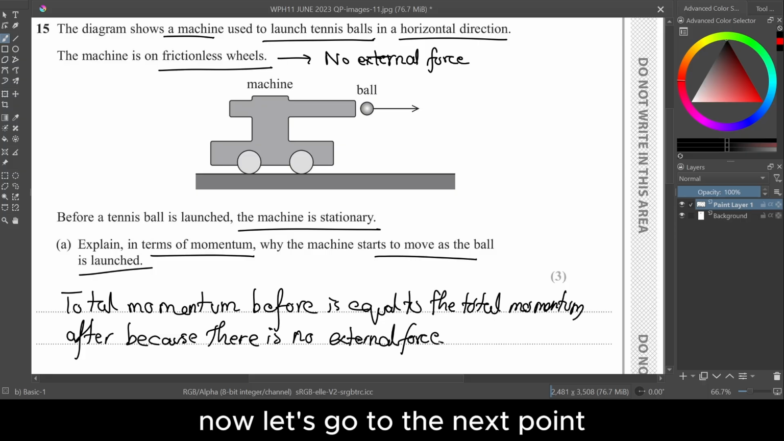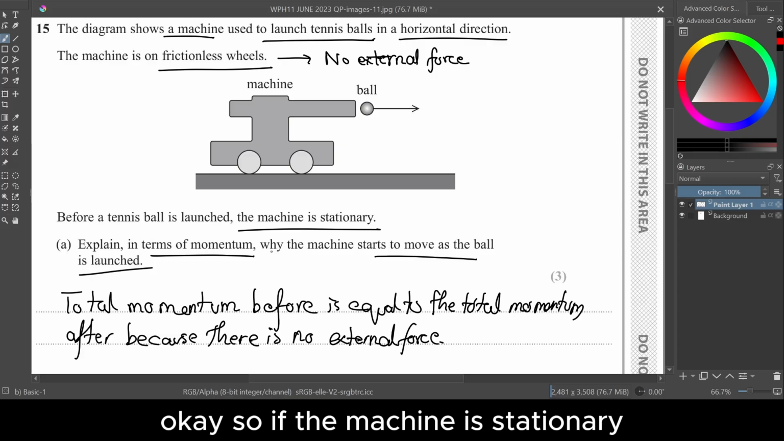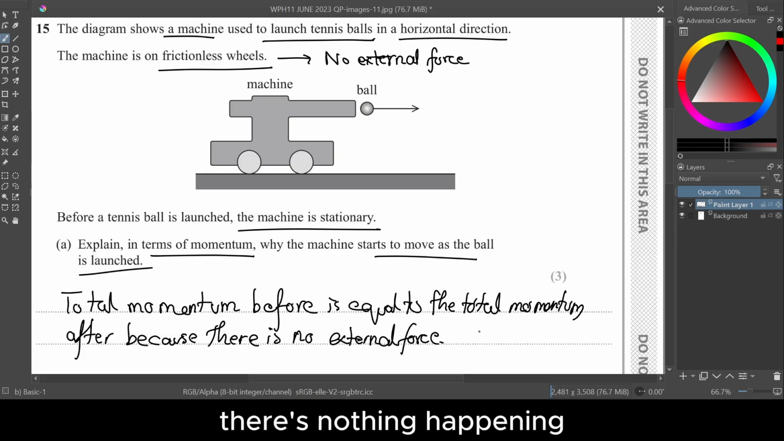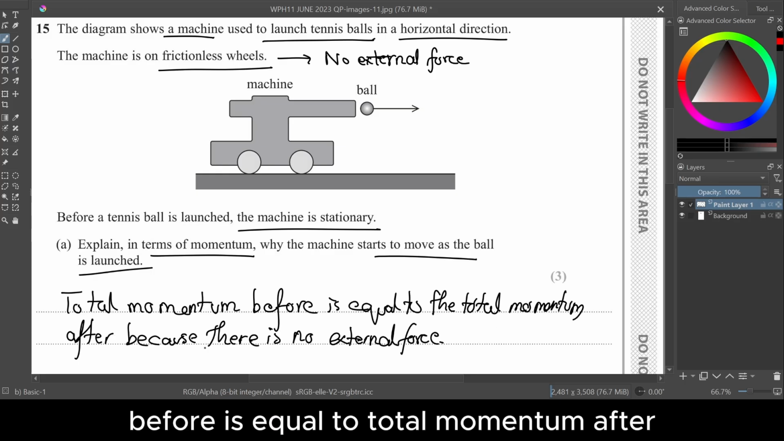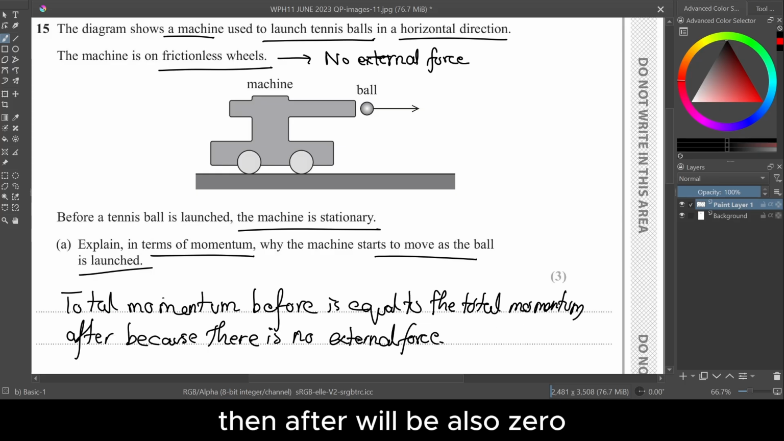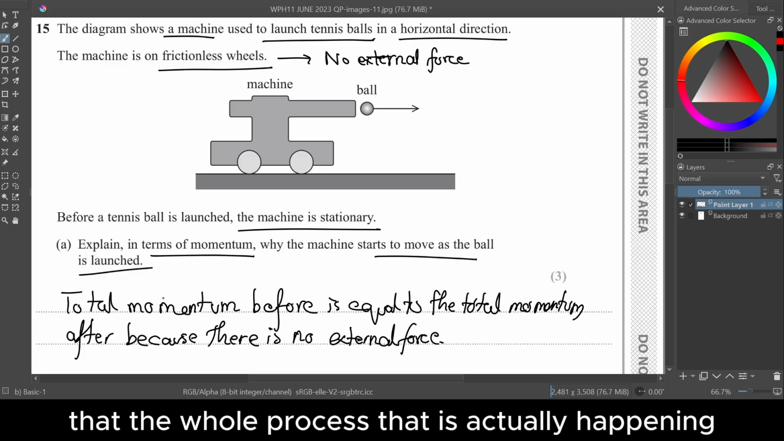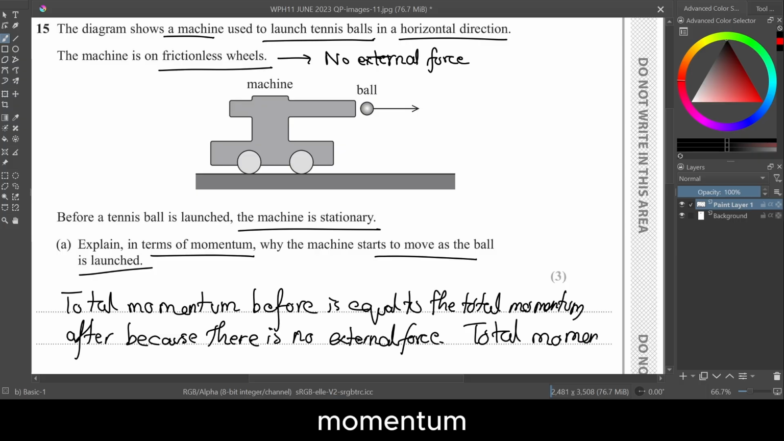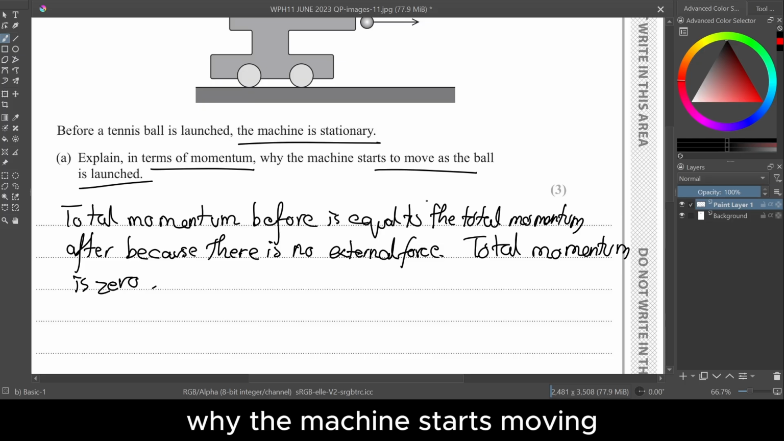Now let's go to the next point. It says that before a tennis ball is launched, the machine is stationary. Okay, so if the machine is stationary, then the total momentum before is zero, right? There's nothing happening, so it's zero. So if total momentum before is equal to total momentum after, and before is zero, then after will also be zero. So we will say that total momentum is zero, right?